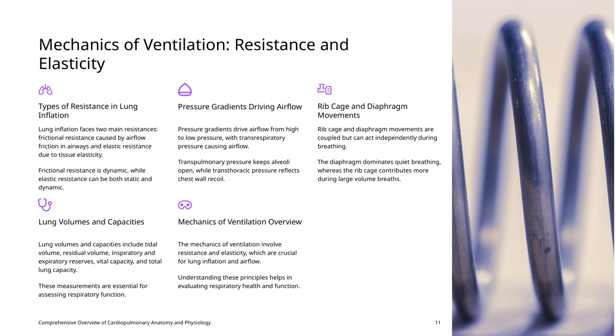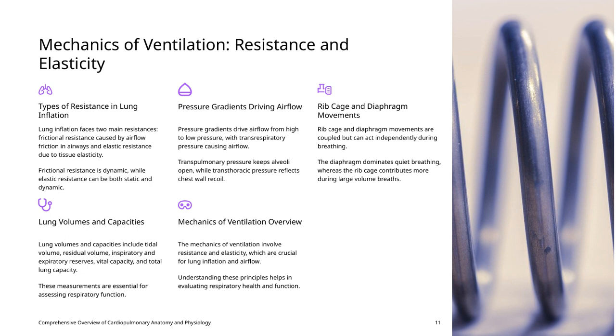When we talk about lung volumes and capacities, we're referring to measures like tidal volume, which is the amount of air we breathe in and out during normal respiration, residual volume that remains in the lungs after exhaling, and inspiratory and expiratory reserves, which are the extra amounts of air we can inhale or exhale beyond normal breathing. Vital capacity and total lung capacity give us an overall picture of lung size and function, and these measurements are essential tools in respiratory assessment.